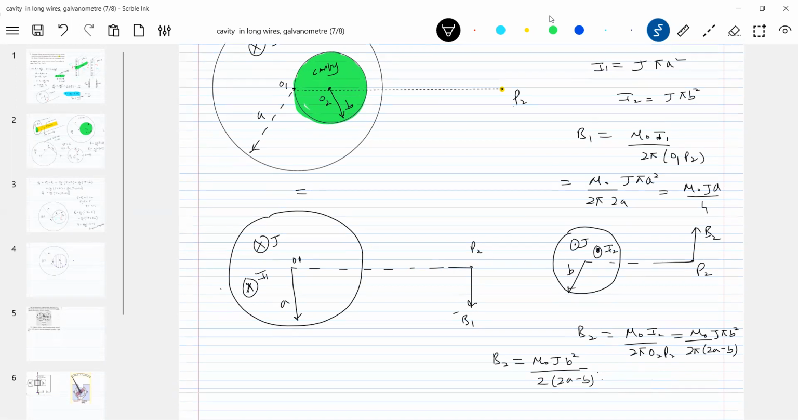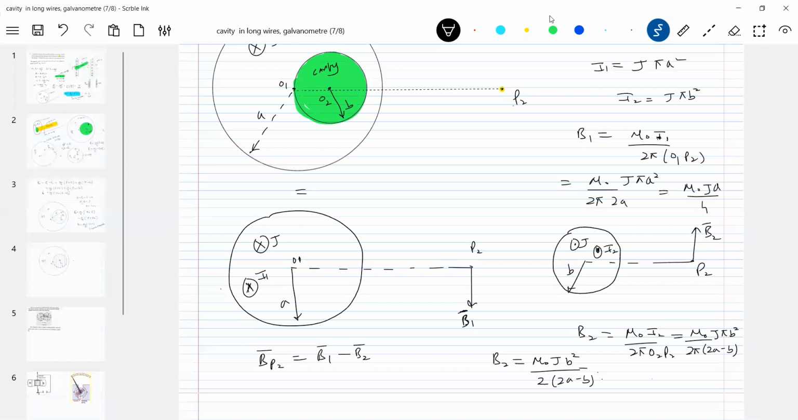What about the resultant field? For the resultant field, I should take the difference, no? Because B1 and B2 are directed opposite, the total field at the point should be equal to B1 minus B2. Or else, you put minus J, then take B1 plus B2. Since they're opposite, I'm taking the difference. Substitute this, you'll get the resultant field. Okay, this is about external to the cavity.